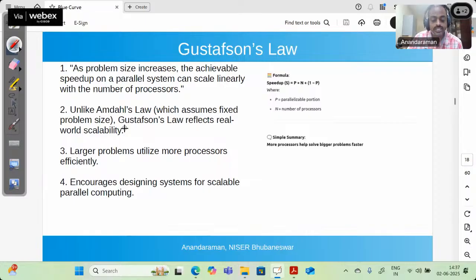Amdahl's law also states that irrespective of the number of processors, if you have serial code, your speed up is limited. But here, even if you have serial code, if you scale the problem size, for example if you are simulating 5 atoms and instead you simulate 100 atoms, so your problem size scales, then you will get more speed up. If your problem is big, you will get more speed up.